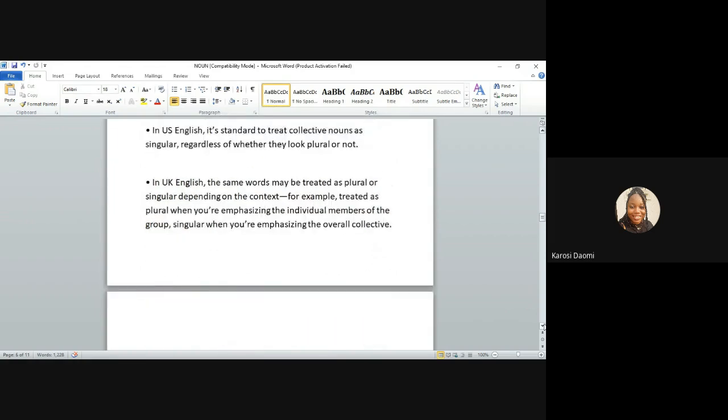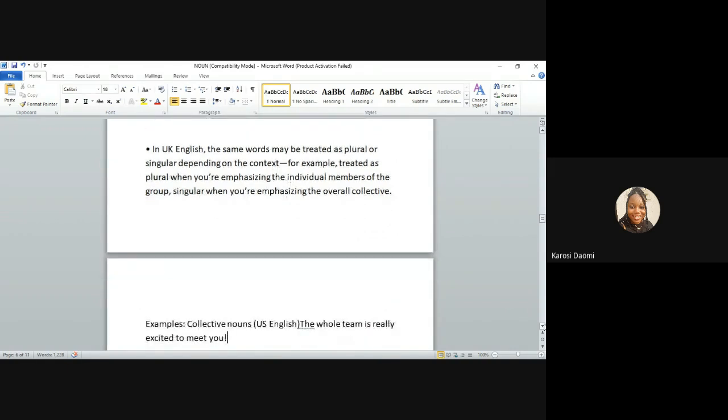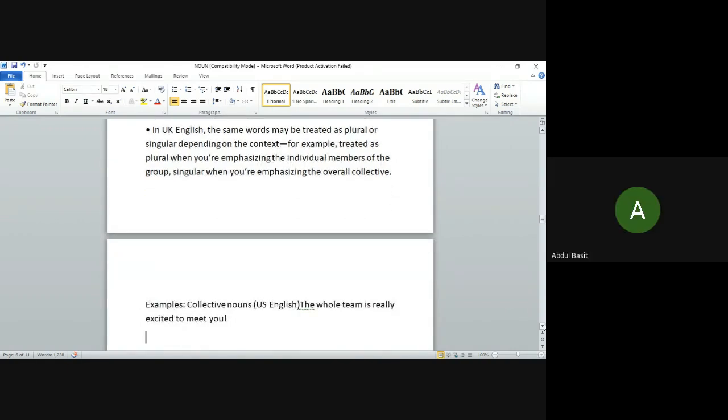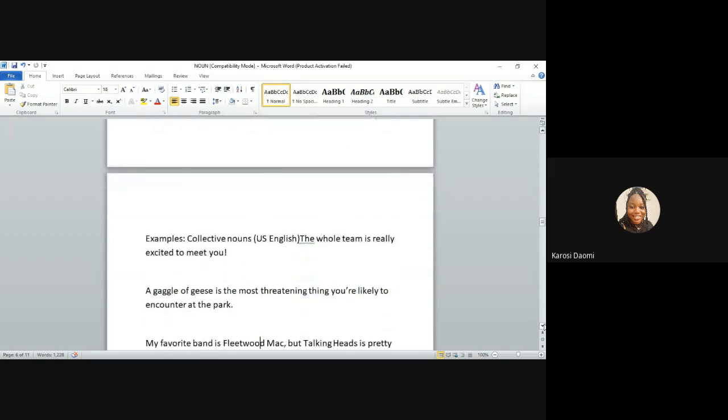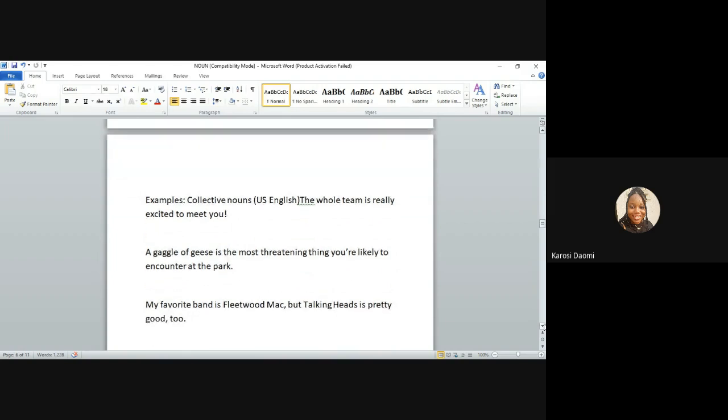In UK English, the same words may be treated as plural or singular depending on the context. For example, they can be treated as plural when you're emphasizing the individual members of the group, and singular when you're emphasizing the overall collective. So you have examples here. Collective noun, US English: The whole team is really excited to meet you. A gaggle of geese is the most threatening thing you're likely to encounter at the park.